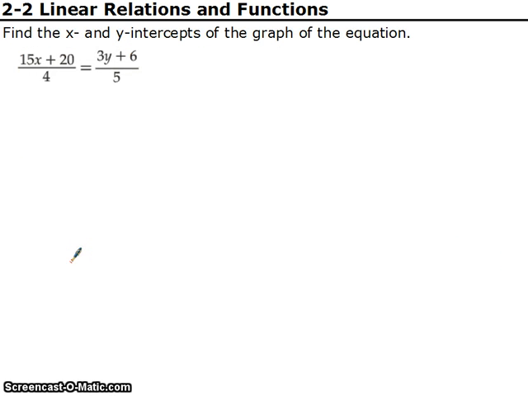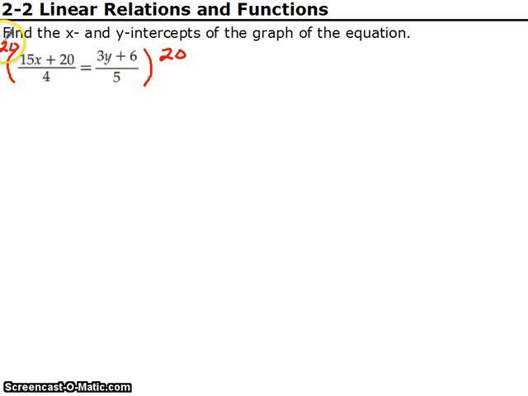All right, last one, find the x and y intercepts. The first thing I'm going to do, this has some weird fractions in it. This is still actually linear, even though it looks like it wouldn't be, because all we're doing is multiplying x by a constant, 15 over 4. And y is only multiplied by a constant. So first thing I'm going to do is get rid of the fractions. Again, I'm going to multiply by an LCD. In this case, it's going to be 20.